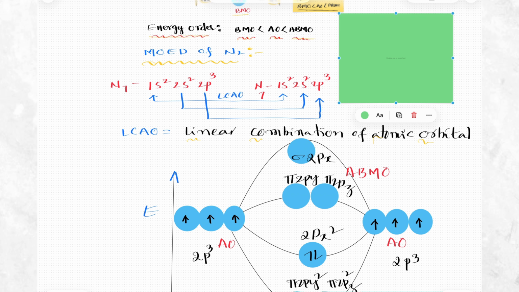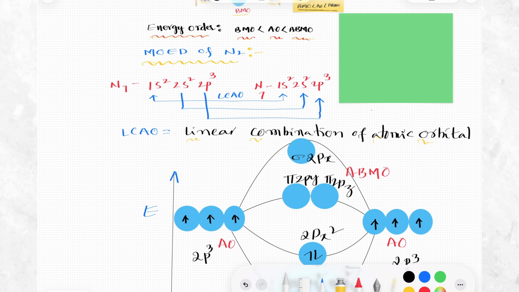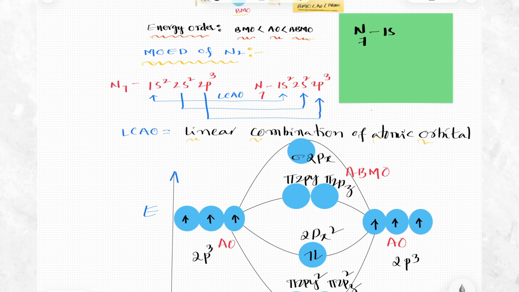Here we will discuss the nitrogen molecule. See this, all of you. In this nitrogen molecule, the atomic number of nitrogen is 7. The electronic configuration is 1s2, 2s2, 2p3, that is 2 plus 2, 4, plus 3. This is the electronic configuration.